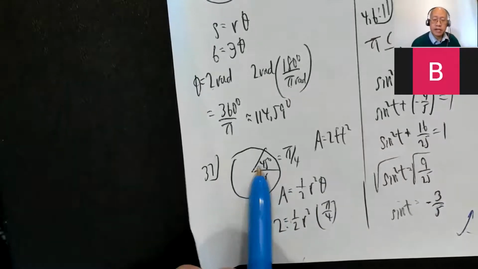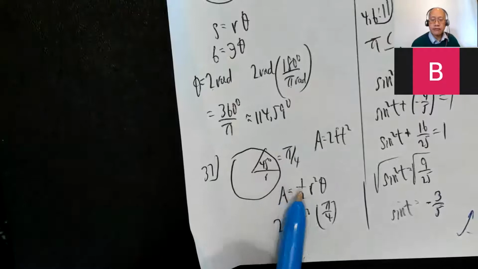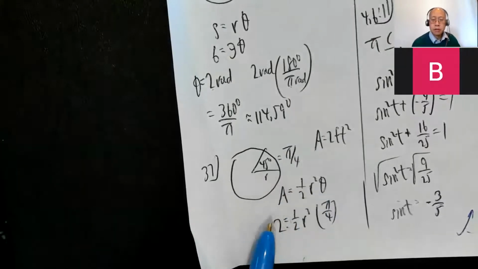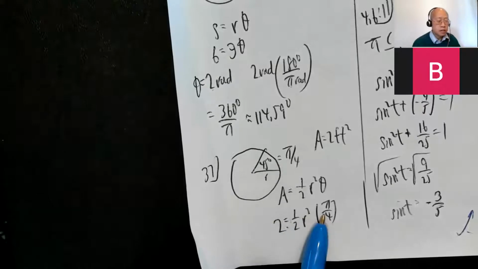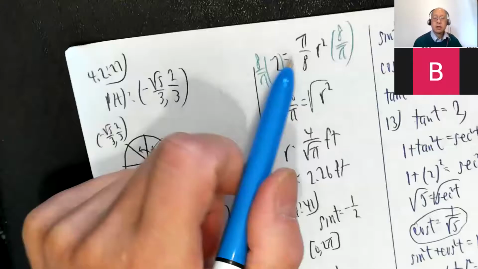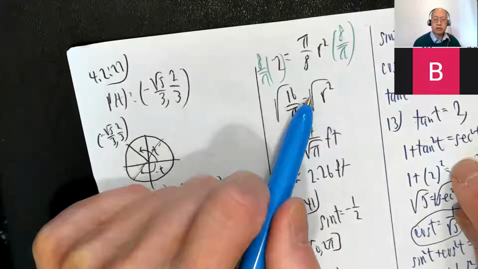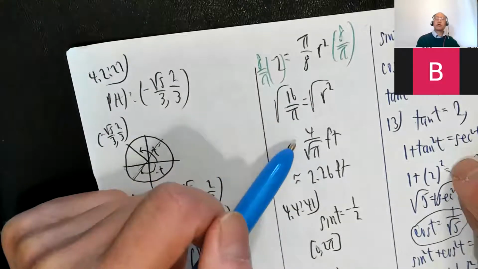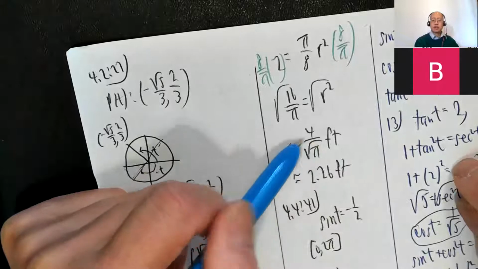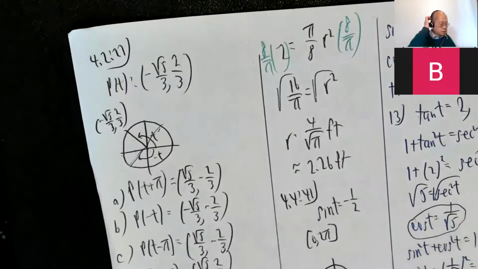45 degrees, I have to change that to radians, it's pi over 4. Then I use the formula, area is 1/2 r squared theta. 2 goes here, 1/2 r squared times pi over 4. So 1/2 times pi over 4, that's pi over 8. You multiply both sides by 8 over pi. Gives me 16 over pi is r squared. Take the square root. So r is 4 over radical pi feet. If you punch it in your calculator, it's about 2.26 feet. So there we go.